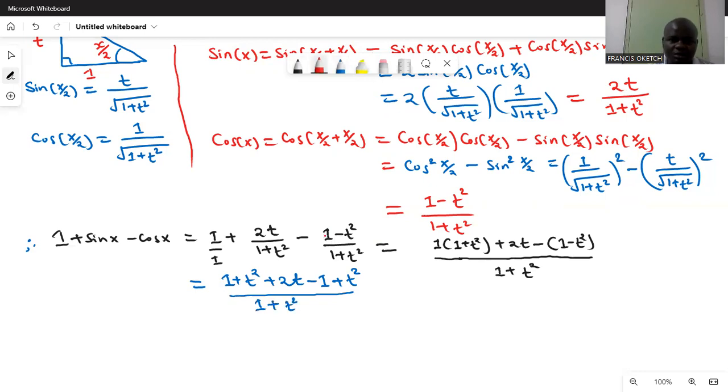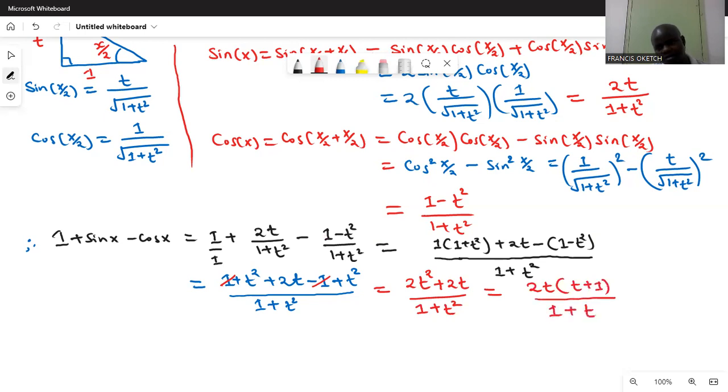So I can see 1 will cancel with this negative 1. So we'll have 2t squared plus 2t, everything over 1 plus t squared. And you see 2t is common in the numerator. Factor that out, 2t into t plus 1, over 1 plus t squared.